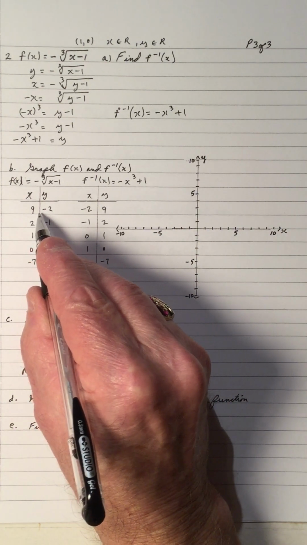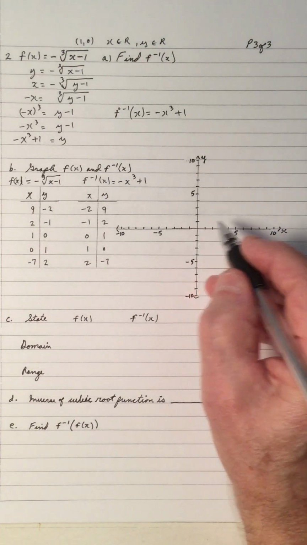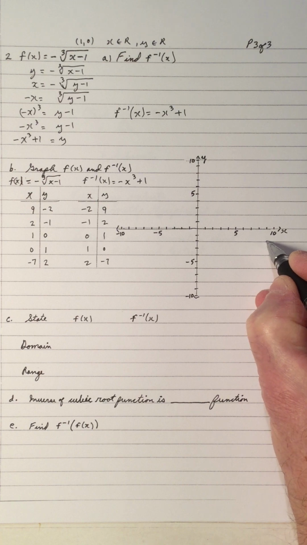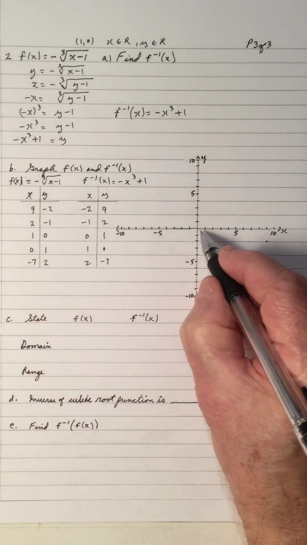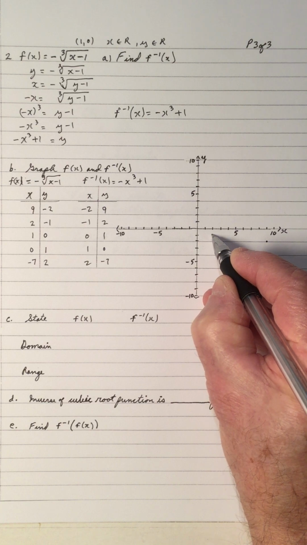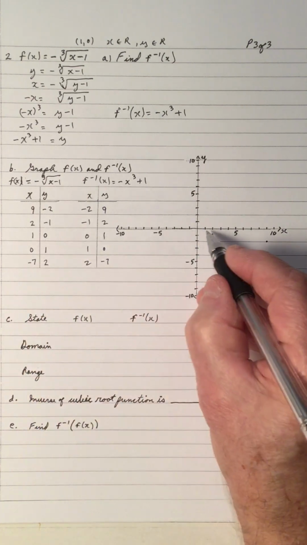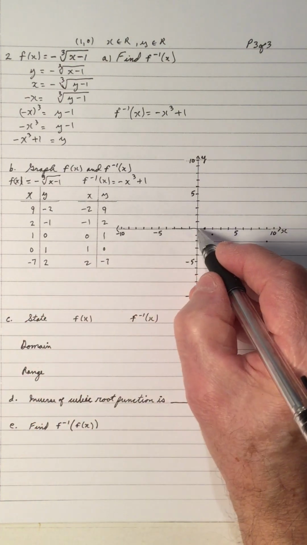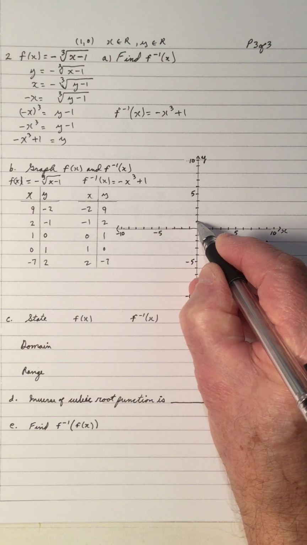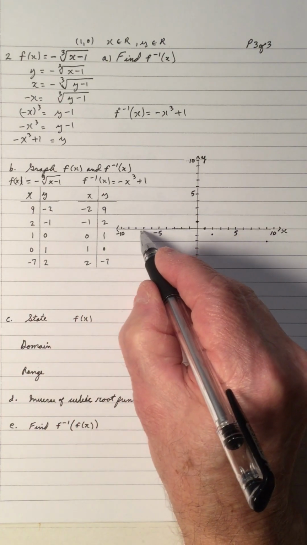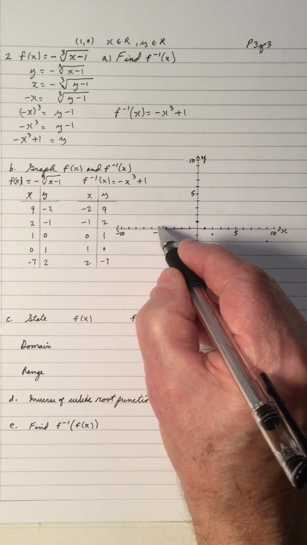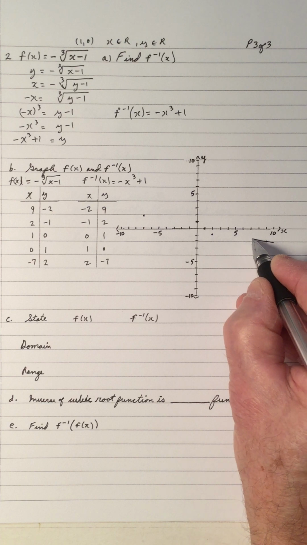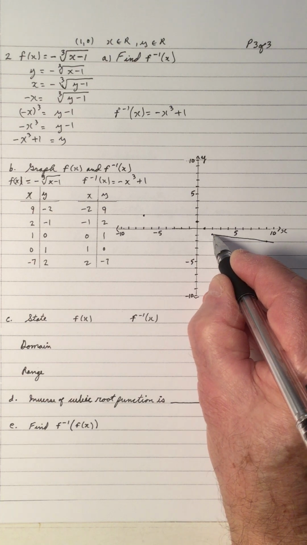Notice a 9, which is right here, gives me a negative 2. A 2 gives me a negative 1. A 1 gives me a 0. A 0 gives me a 1. X is 0, y is 1. And when x is negative 7, y is 2. So you can see it's coming in and it's bending.